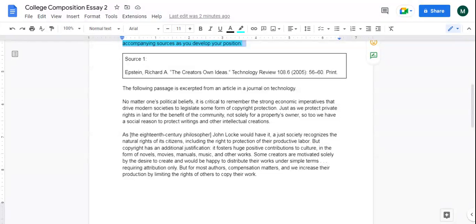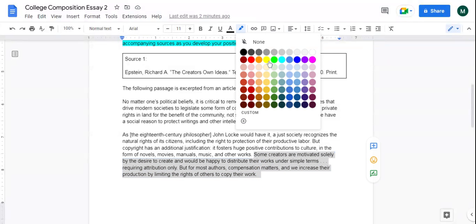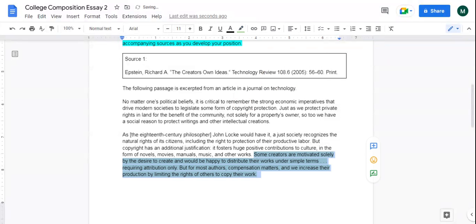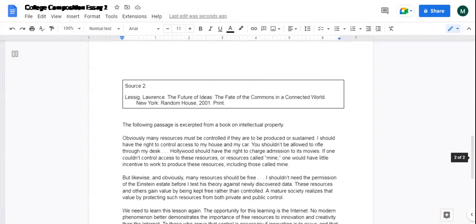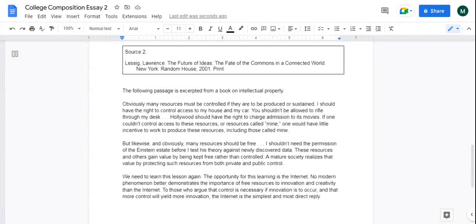Okay, I think I'm leaning towards borrowing this right here. So I think I'm going to be using this part. Some creators are motivated solely by the desire to create and would be happy to distribute their works under simple terms, requiring just attribution. For most authors, compensation matters. And I agree with that. It's a matter of how that should be done.